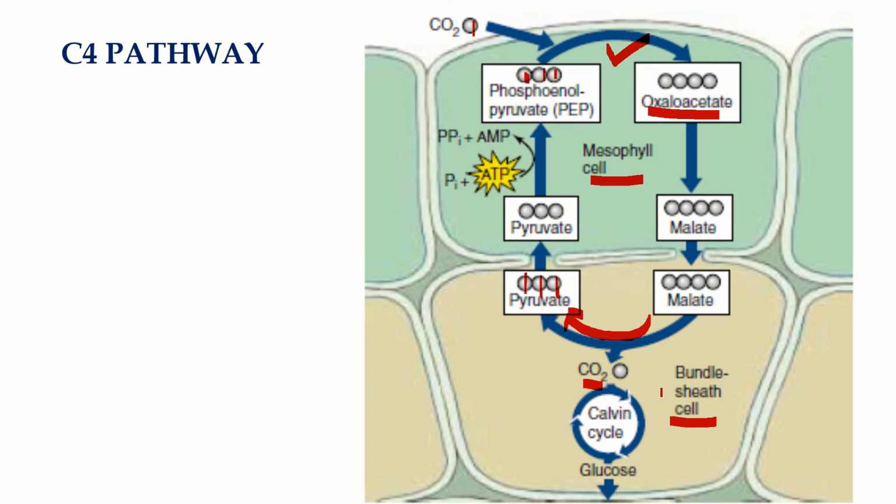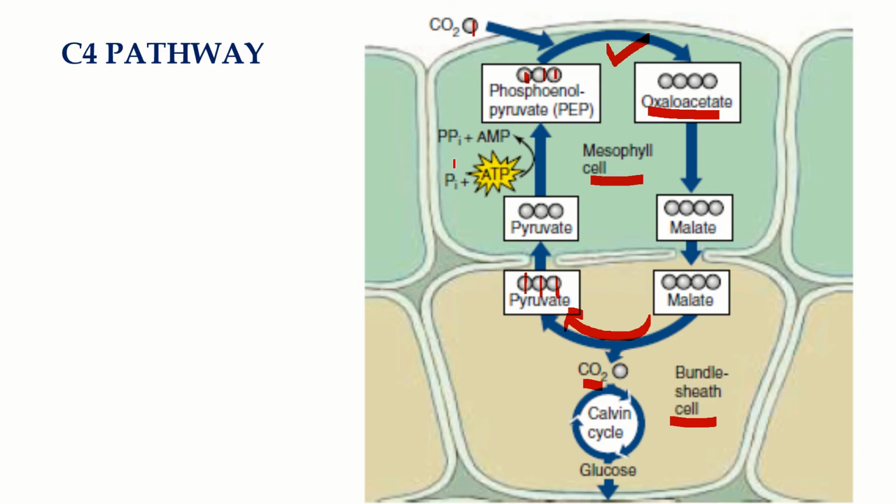Then you have a question. Where is the light reaction taking place? From where are the NADPH plus H plus and the ATP required for the dark reaction produced? The light reaction also is taking place in the mesophyll cell. It is not mentioned here, in this diagram.